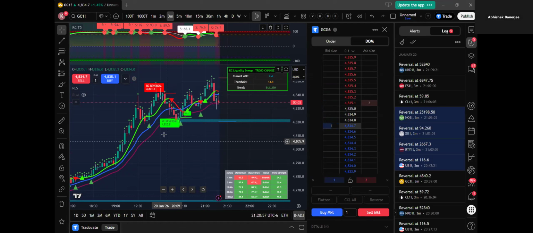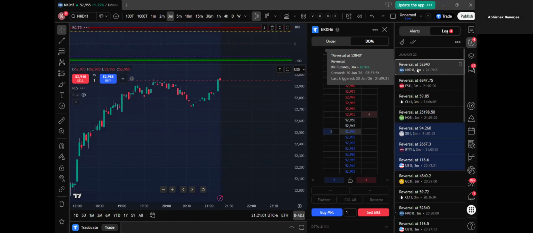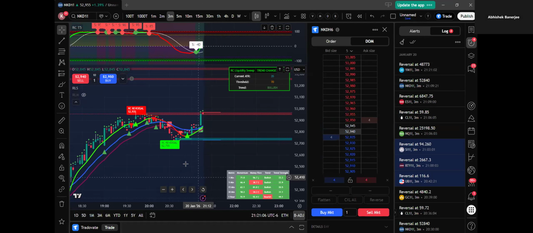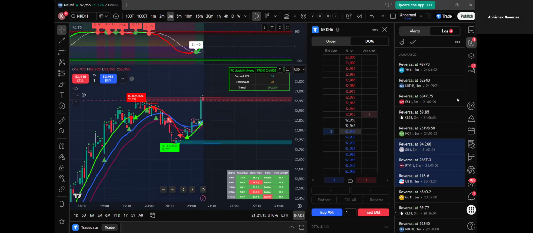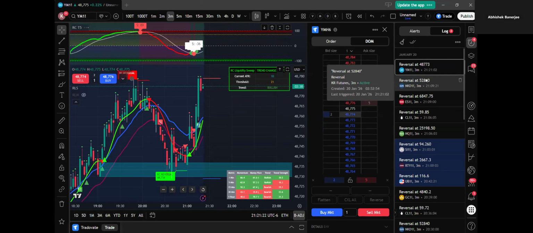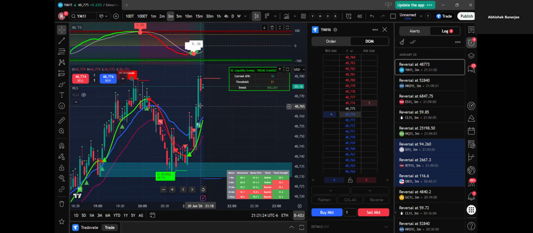Right. So whenever you get the alert, for example, you got a reversal at NKD 52,840, if the momentum is very bullish, that means it is a good one for a long opportunity. And is it only for 35 minutes or is any time frame fine? Yeah, in the US market we use 5 minutes, in non-US we use 3 minutes.